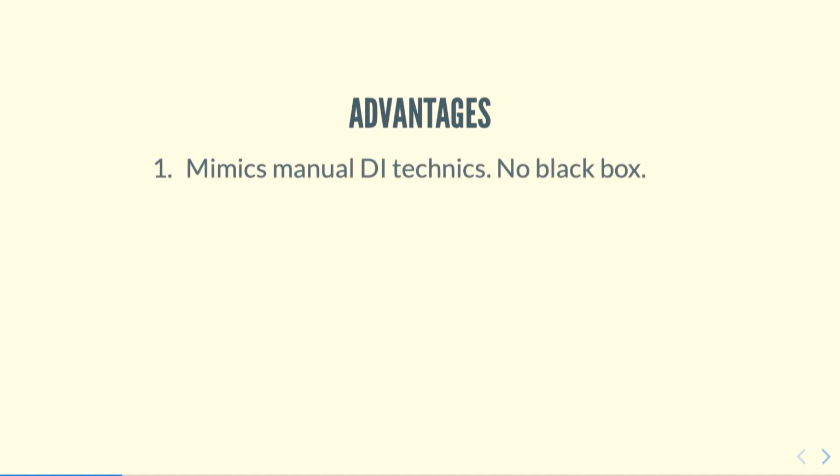So while building Weather, I found several advantages with doing everything at compile time. First of all, it mimics, in the end, a manual DI technique. So it's only generating code that you could have written yourself. So in some sense, there is no black box. There is no runtime magic. You can go through the code and see what's happening and see what dependencies are in what container, and it's pretty straightforward in the end.